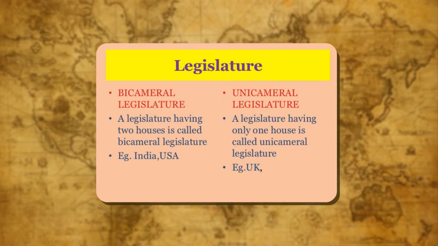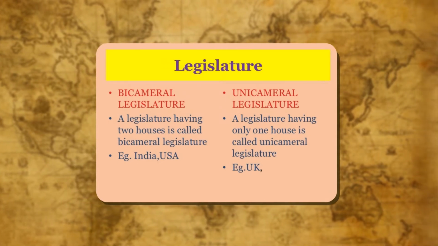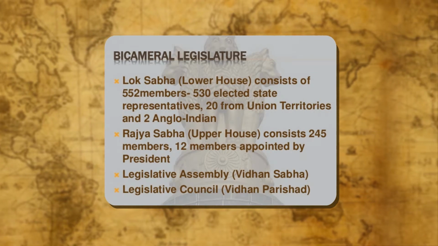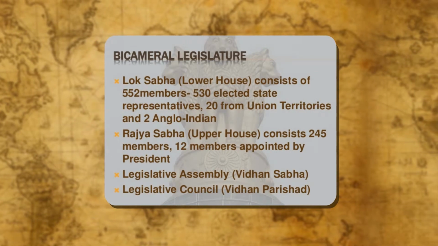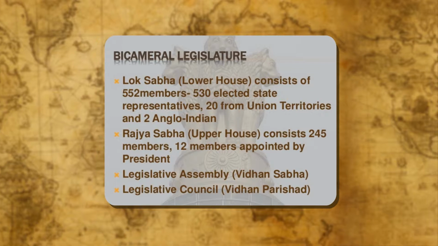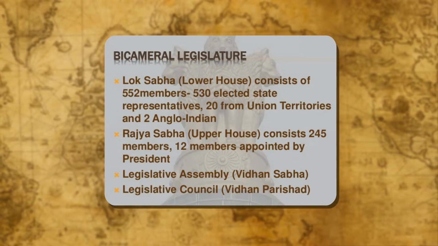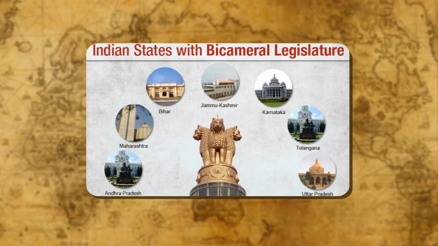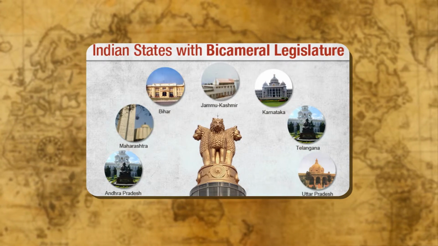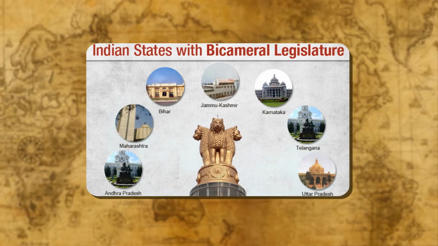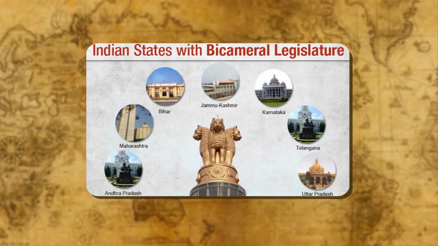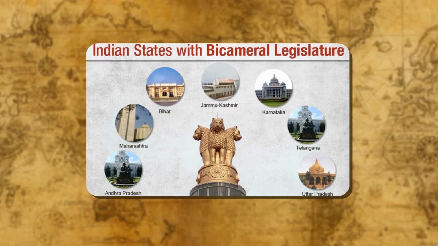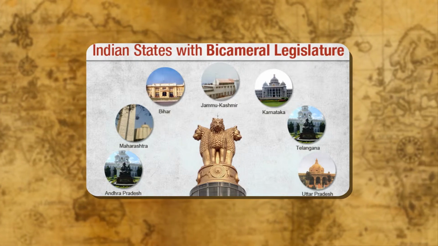The state legislature. There are two types of state legislatures: bicameral and unicameral. Bicameral legislature has both the upper and the lower houses. The upper house is called the Vidhan Parishad or the Legislative Council. Uttar Pradesh, Bihar, Maharashtra, Tamil Nadu, Karnataka, Jammu and Kashmir, and Andhra Pradesh have bicameral legislature. All other state legislatures are unicameral.